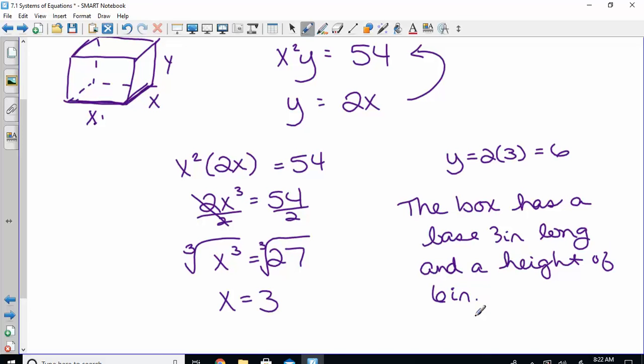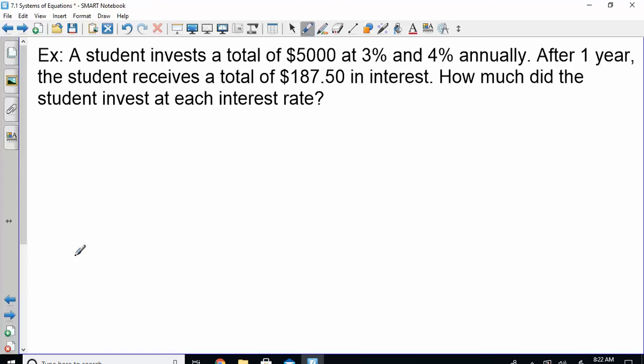The last example I want to do is actually a problem that we did earlier in the year. Remember, we used to do these word problems where we'd have interest and we were putting some at this percent, some at this percent. We'd make a table to organize all of our information. These can also be solved with systems of equations. So we've done it one way. I'm just showing you another option for solving this problem now.